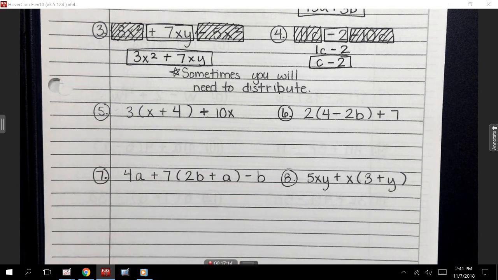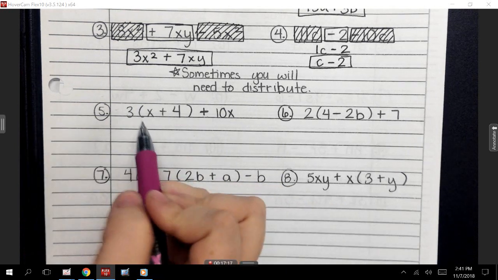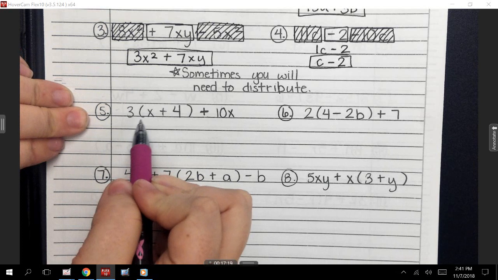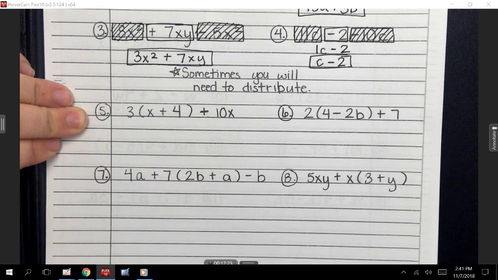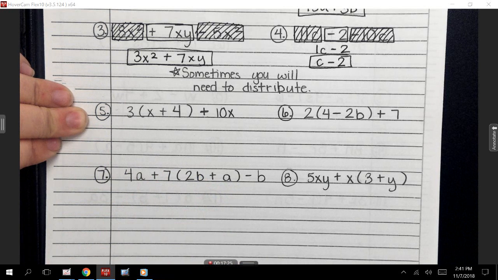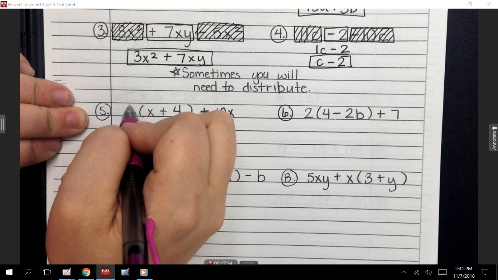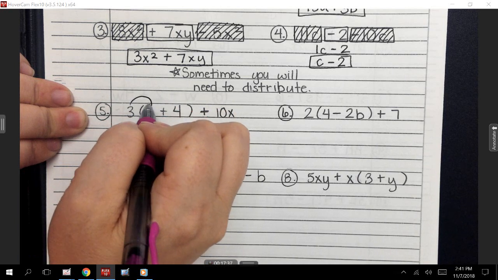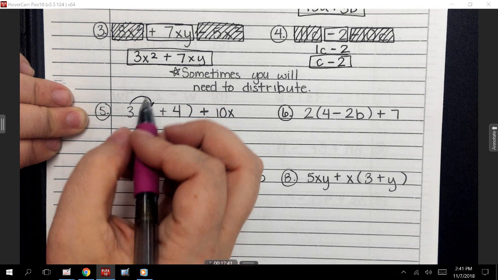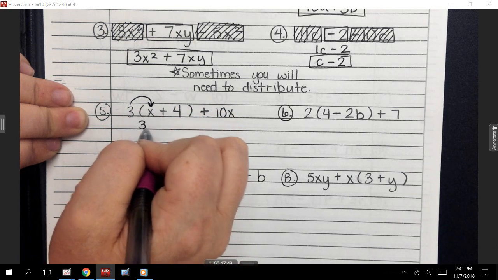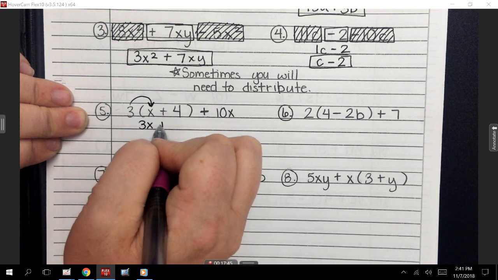But what I can do, guys, do y'all see this 3 next to the parentheses? Yesterday we talked about how if a number is next to the parentheses, I can take it and pass it out. I can distribute it using what operation? Multiplication. So I'm going to take my 3 and pass it to the X by multiplying. So 3 times X is going to give me, Joelle? 3X. I'm going to keep my plus sign there.